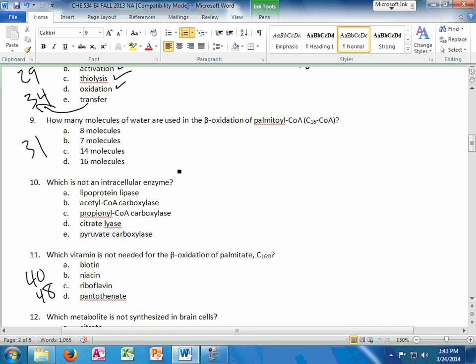How many molecules of water are used in the beta oxidation of palmityl-CoA? So there's 1 hydration per round. So if you're doing number of rounds, that's the number of carbons, 16, minus 2 divided by 2 equals 7, so 7 is your answer.